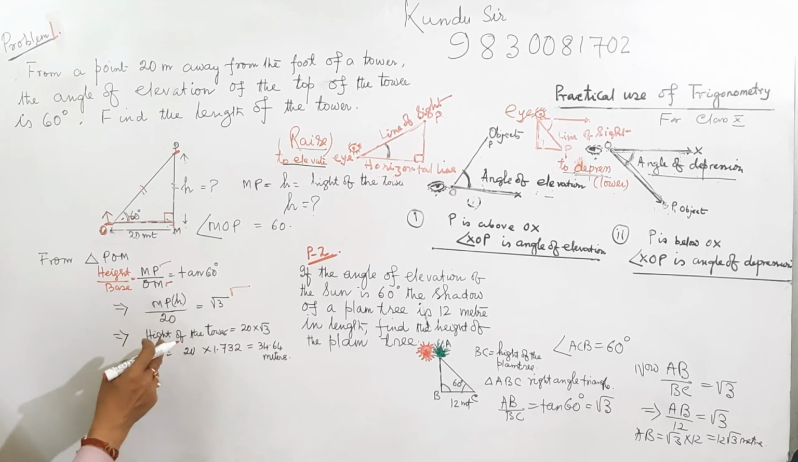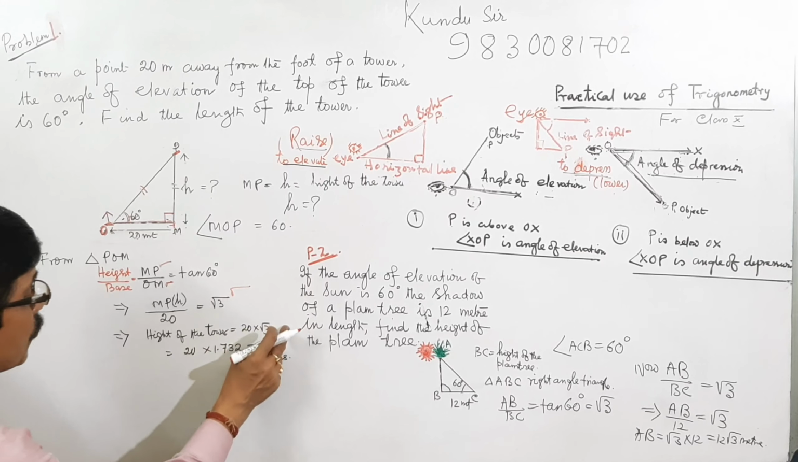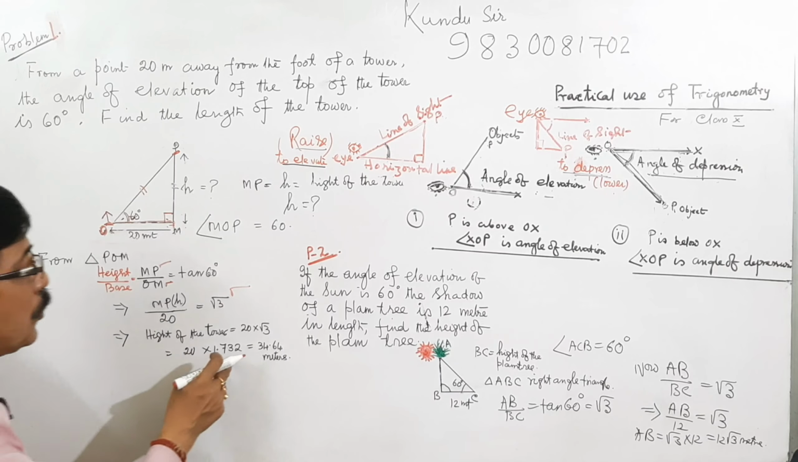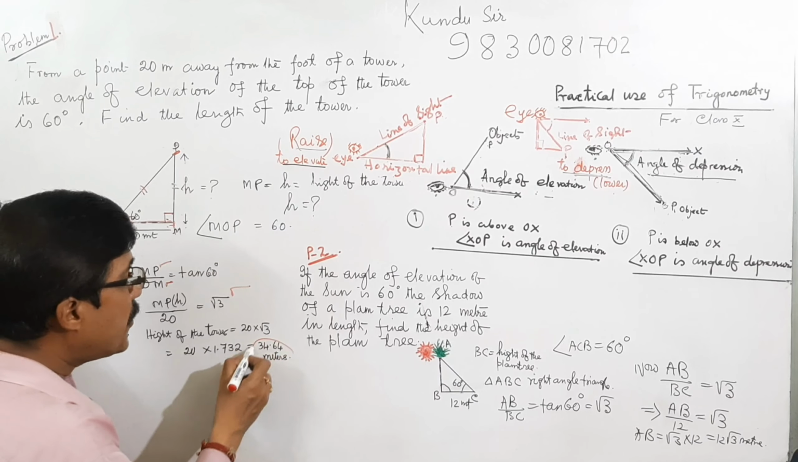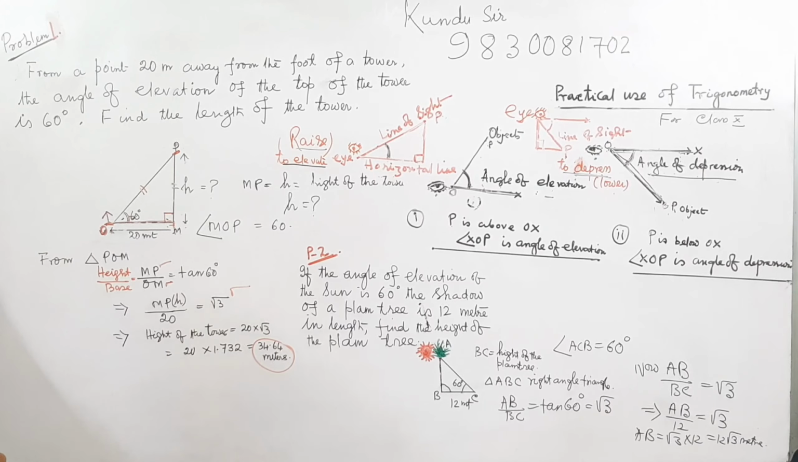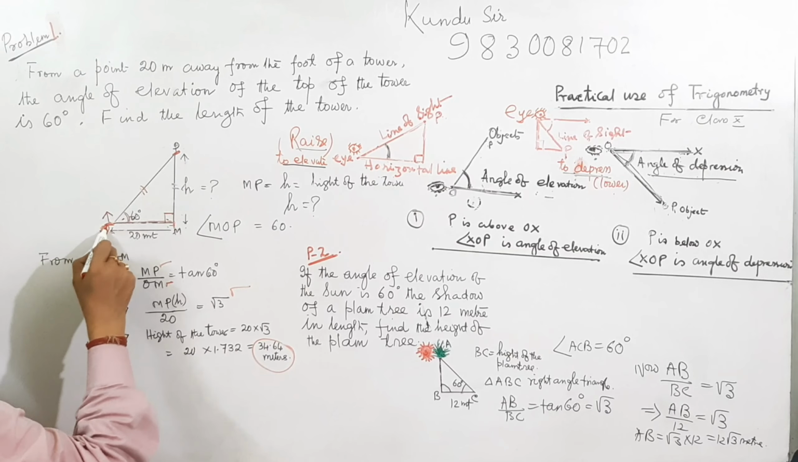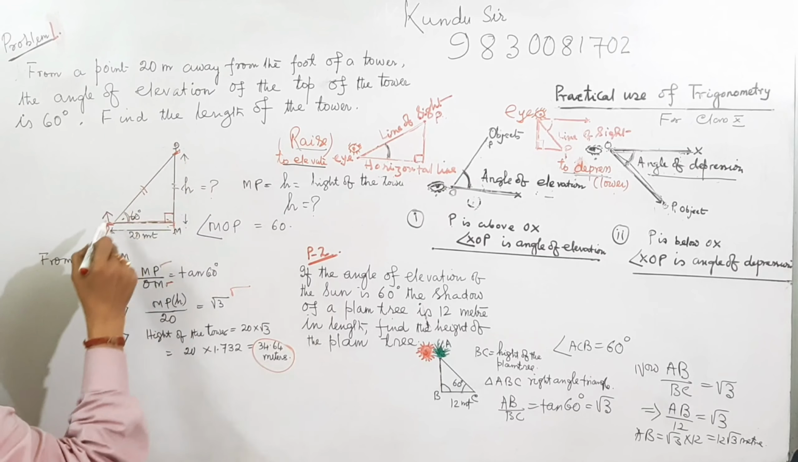So MP, that is the height of the tower, is equal to 20 into root 3, which is 20 into 1.732, equal to 34.64 meter. That means one person is standing here, wanting to see the top of the tower.